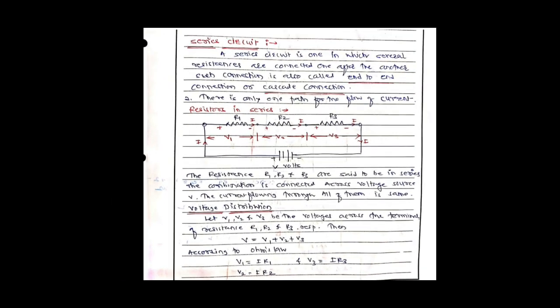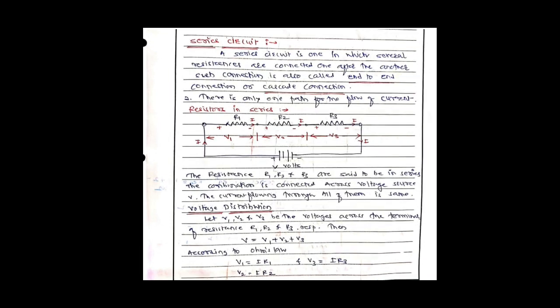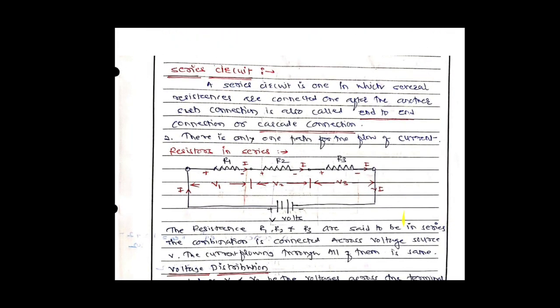Next, we are going to see what are the series circuits. What is a series circuit? A series circuit is one in which several resistances are connected one after another, and such a connection is called an end-to-end connection or a cascade connection.